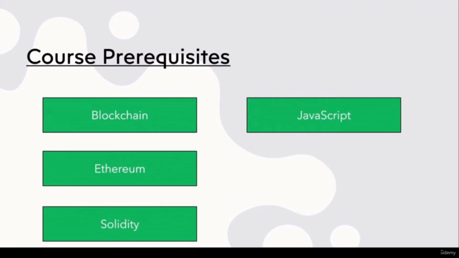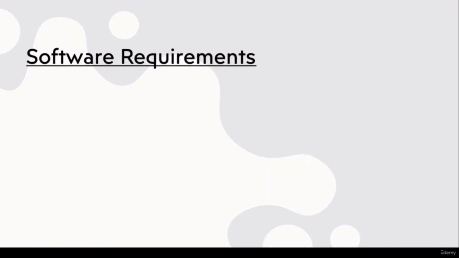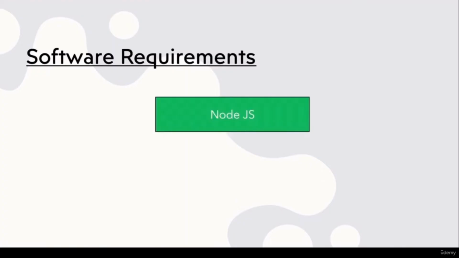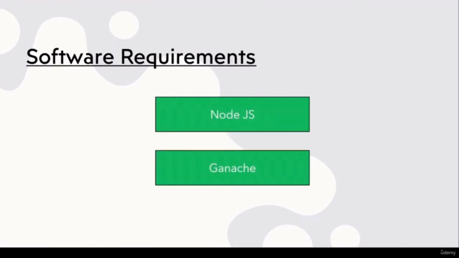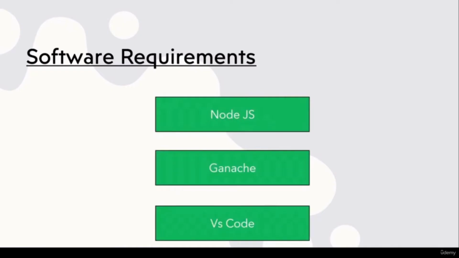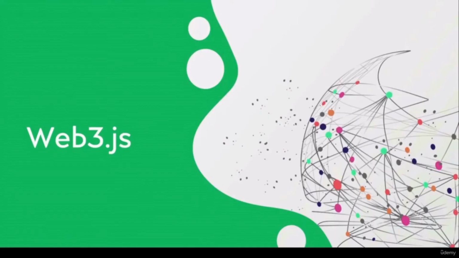Now let us talk about the software requirements. Softwares that you will need in your system before starting this course. So the first software that you will need is Node.js. With that you should have Ganache and you should also have VS Code. So you should know how to install these softwares onto your system, how to use these softwares before starting this course. So finally we are going to talk about Web3.js, what is this Web3.js.